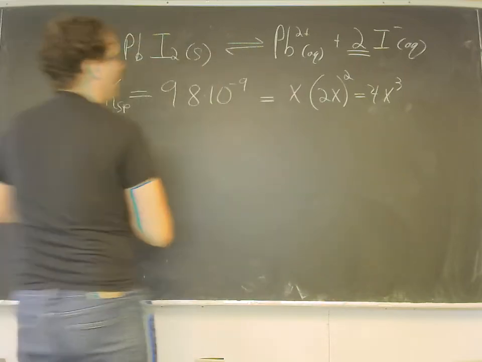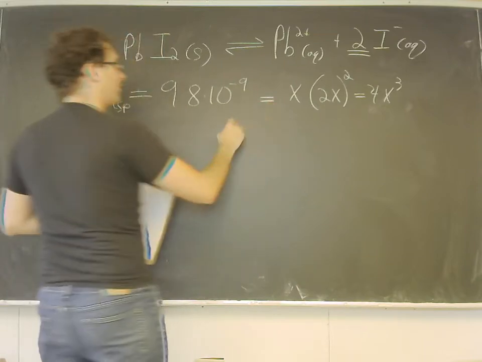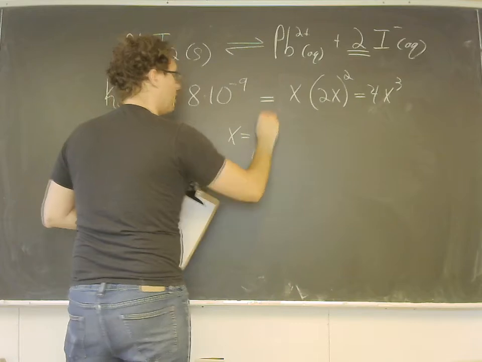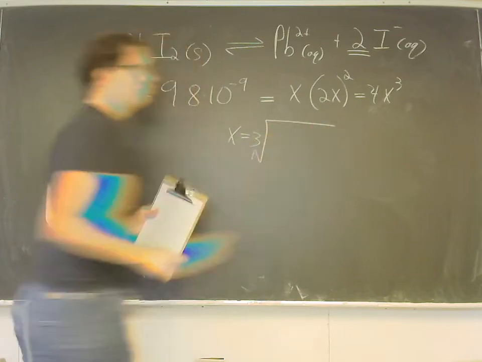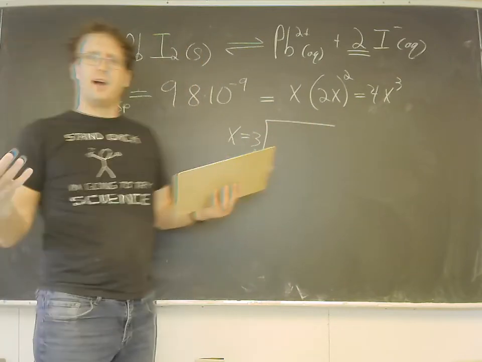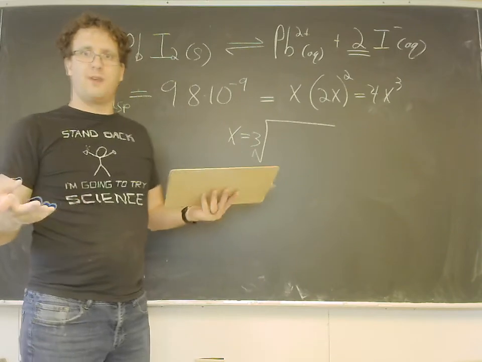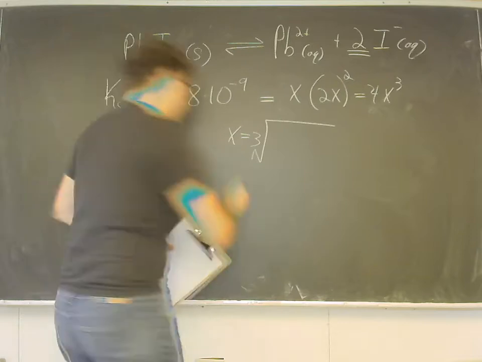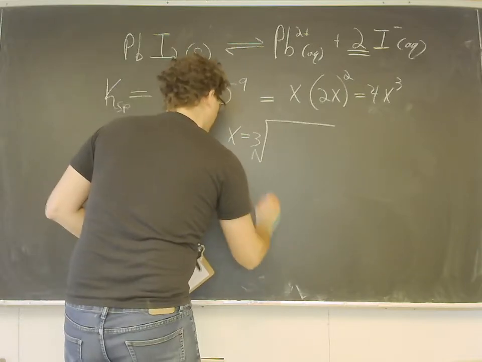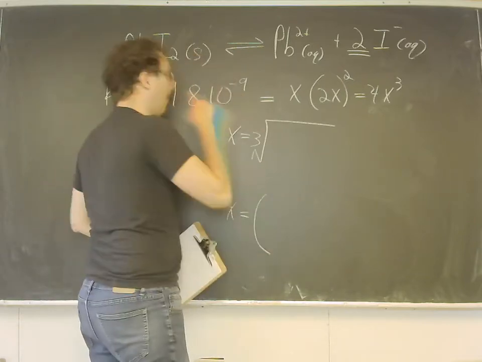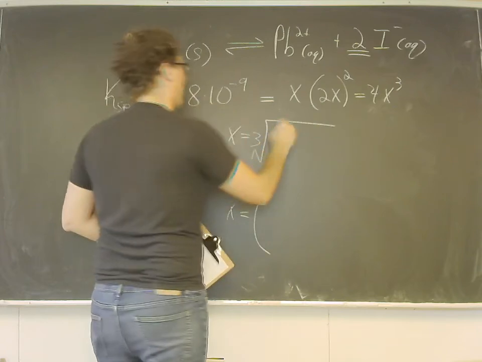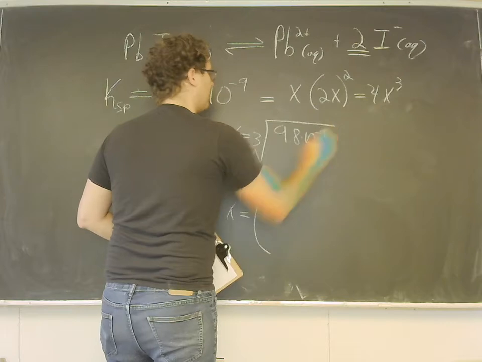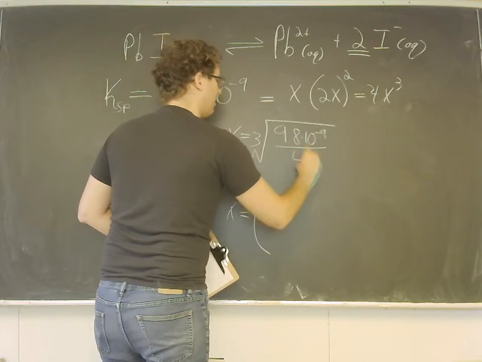And we can solve for this now. X is going to equal the cube root. On your calculator, most of you will have a cube root button. But I'll also write an alternative form of this. It's going to be the cube root of 9.8 times 10 to the negative 9th divided by 4.